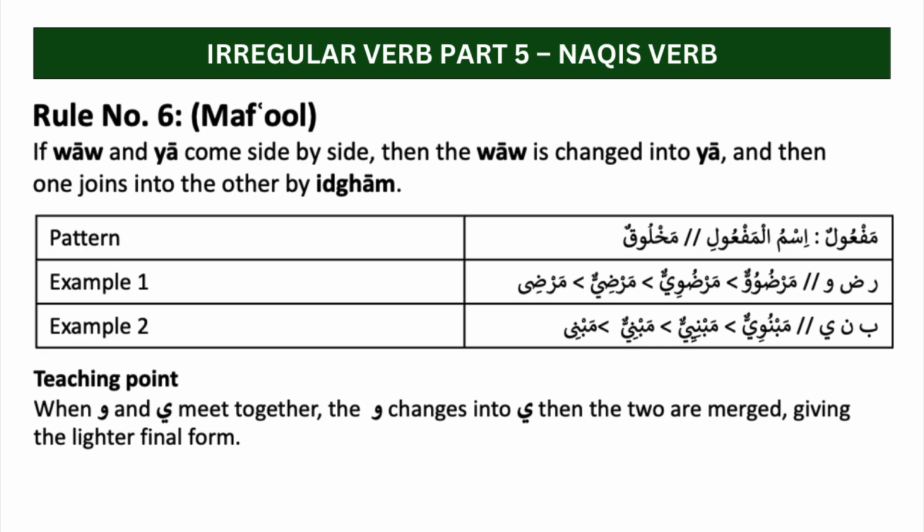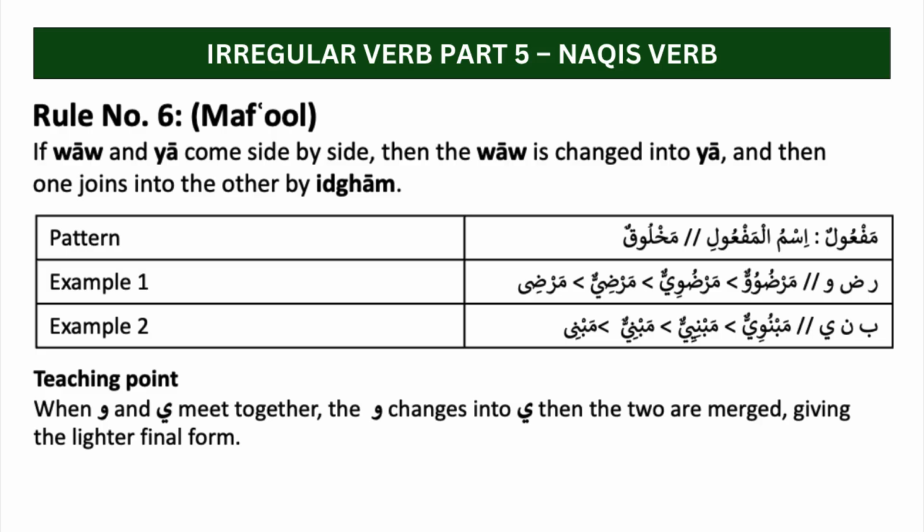The rule says, when waw and ya come side by side, the waw changes into ya, then the two are merged by idgham. The reason is simple. Keeping both together is heavy, so Arabic makes the form lighter. The pattern here is maf'ul, like makluk.